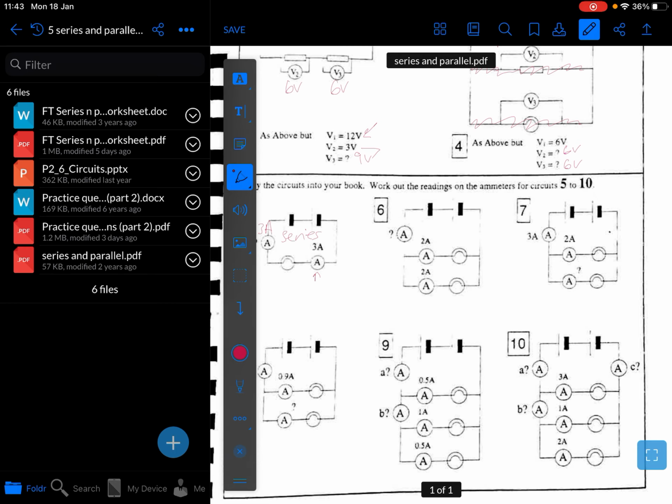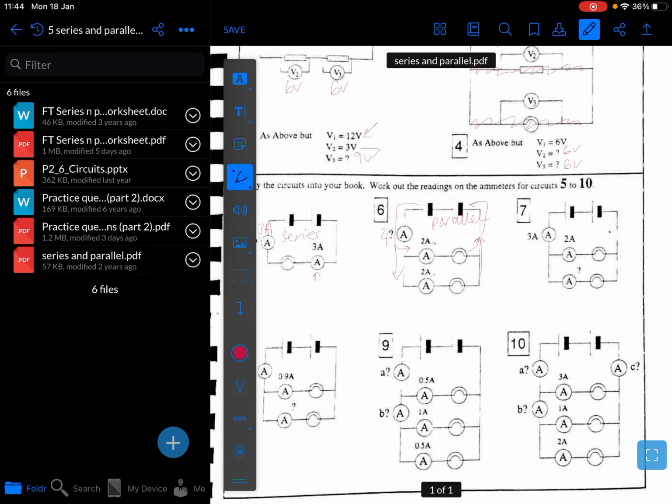Right, number 6. This is a parallel circuit. Now, in a parallel circuit, you're looking at current again. Our rule is that the current splits between the branches. So what I mean by that is current will come from the cell, and some of it will go down that branch and some of it will split off and go down here. Then it will join up together here and go back to the cell. So if you have 2 amps going down this branch and 2 amps going down this branch, you must have had 4 amps originally coming from the cells.